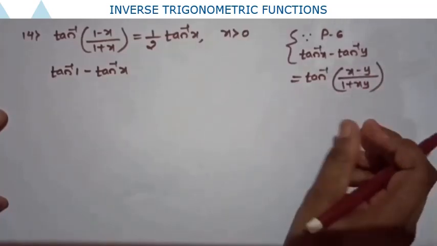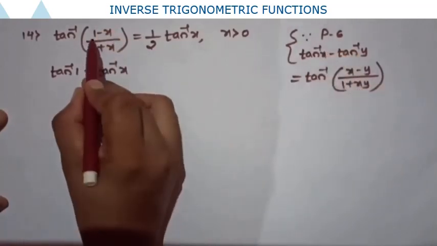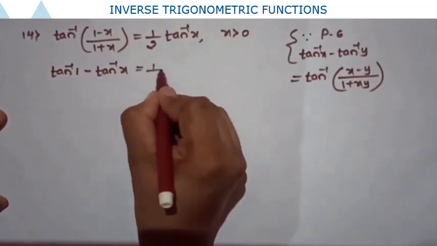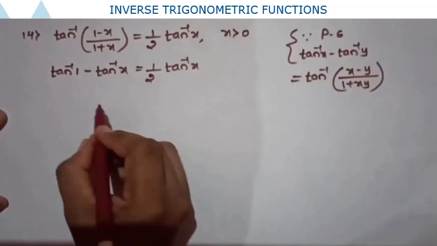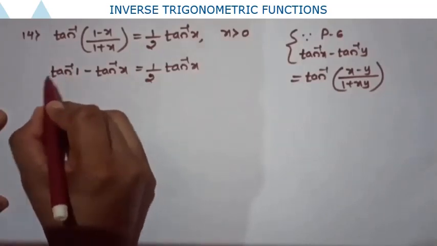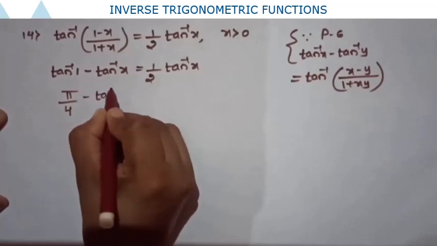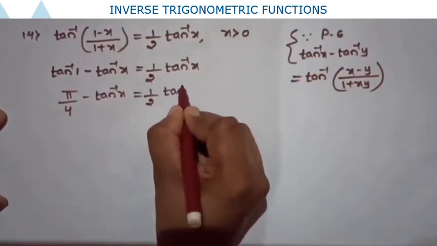Okay, so this one I am having the RHS there, therefore I have written the LHS as tan inverse x minus tan inverse y. Okay, so this is equal to what here? 1 by 2 tan inverse x. Now, what is the principal value of tan inverse 1? That is pi by 4 minus tan inverse x, which is equal to 1 by 2 tan inverse x.